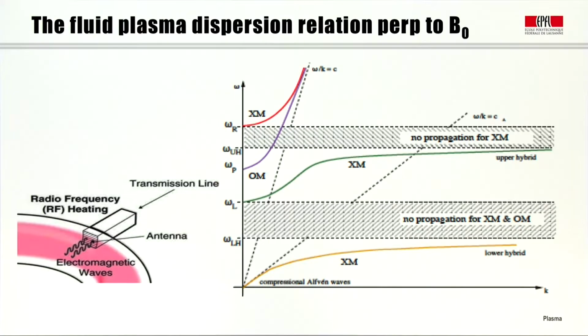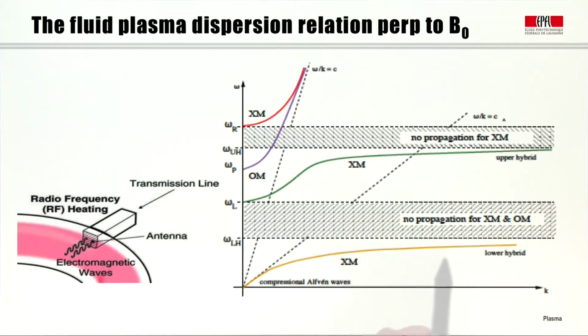That implies that frequencies corresponding to these bands, for example in this case, don't correspond to any propagating mode in the plasma. We have two resonances corresponding to where the frequency remains finite and the wave number goes to infinity. Respectively, the lower hybrid and the upper hybrid resonances, lower and higher frequency. These would be resonances that could transfer effectively power into the plasma.